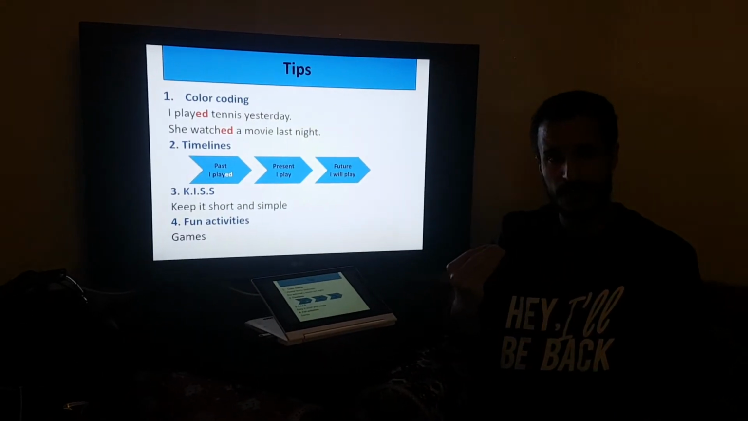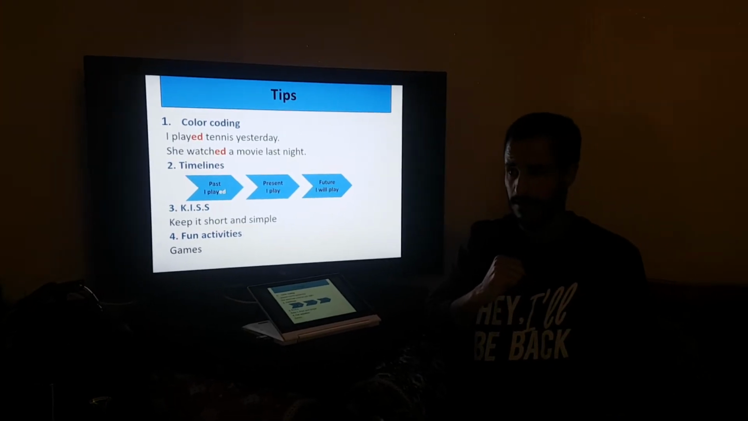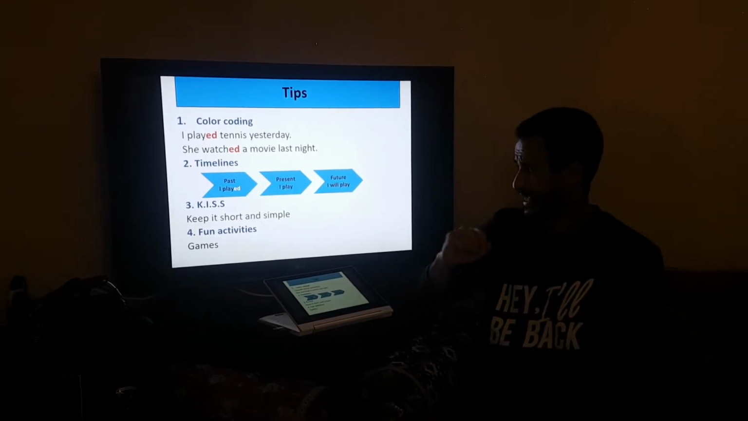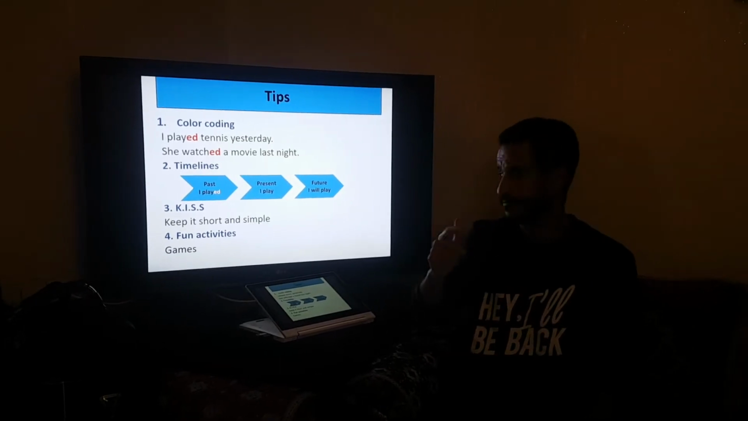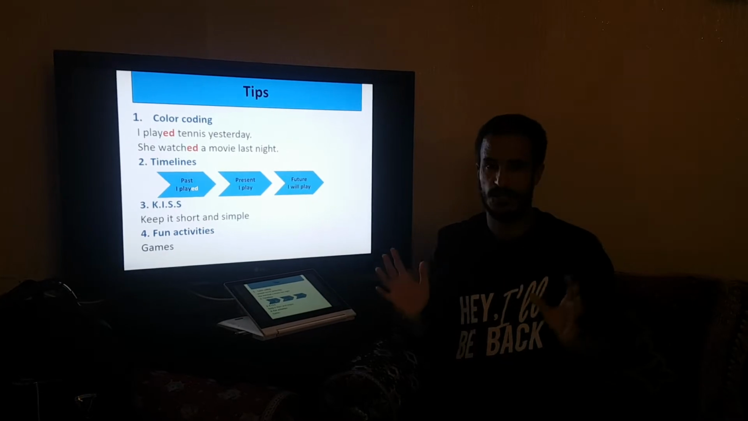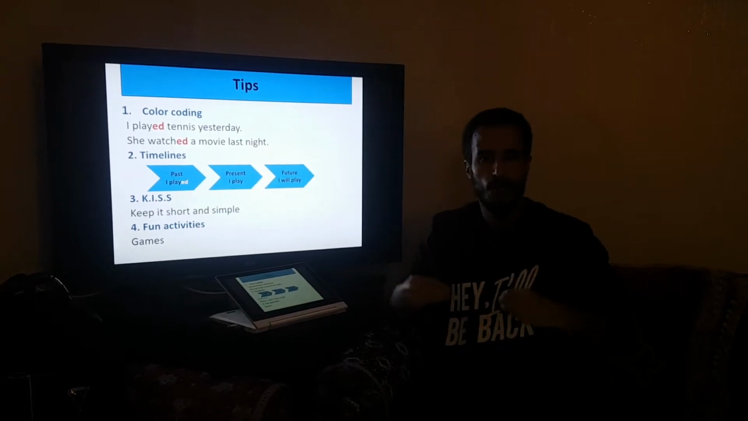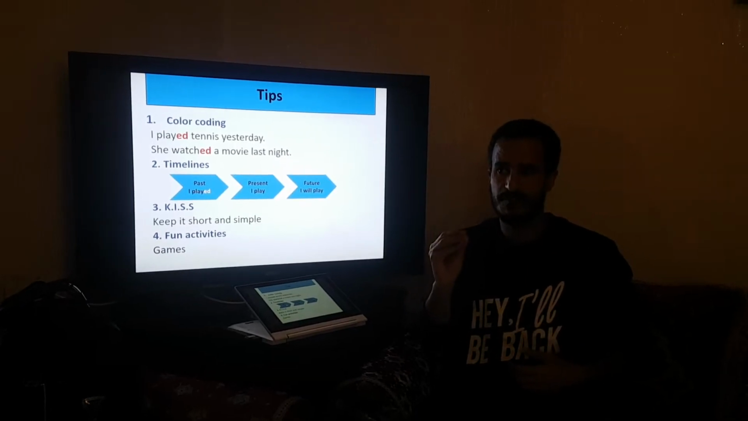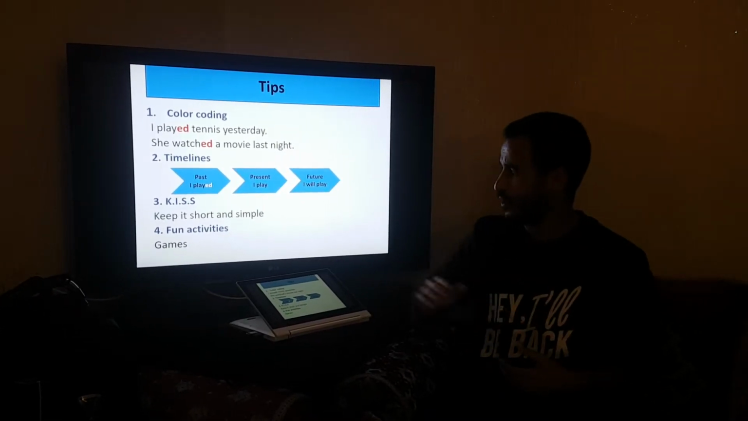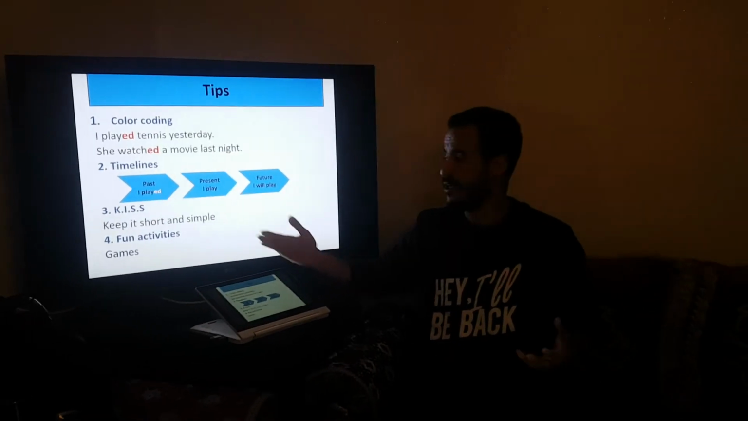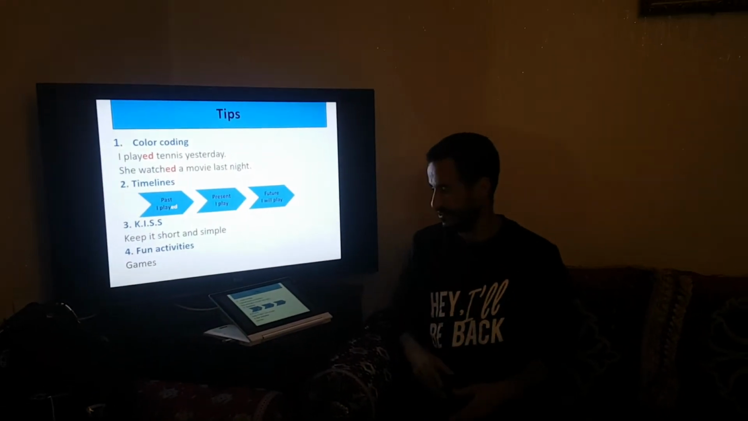There's another good tip when you are helping students to observe the structure: KISS. KISS stands for keep it short and simple. Blah, blah, blah confuses students. Don't talk a lot. Demonstrate, use pictures, use visual aids, use your body language. Instructions must be very clear and simple. If you want students to enjoy teaching grammar, use games and fun activities.